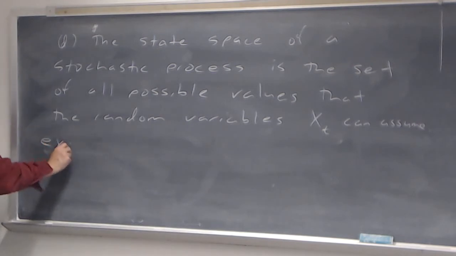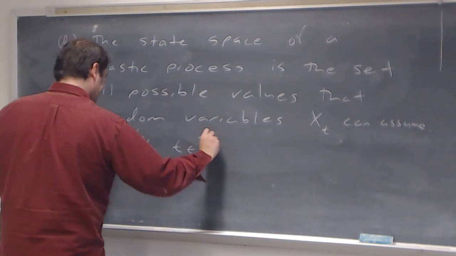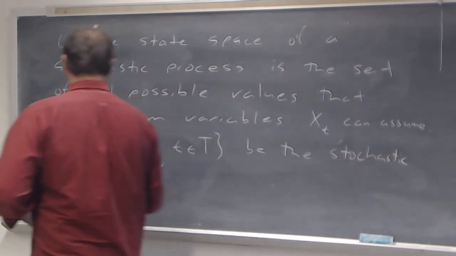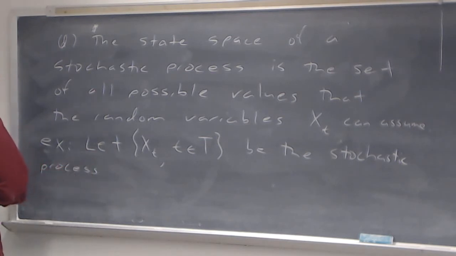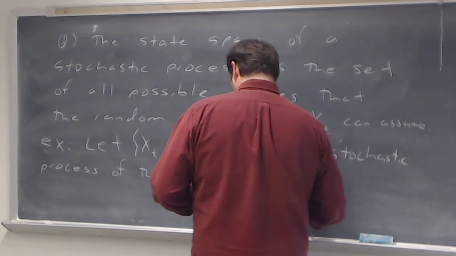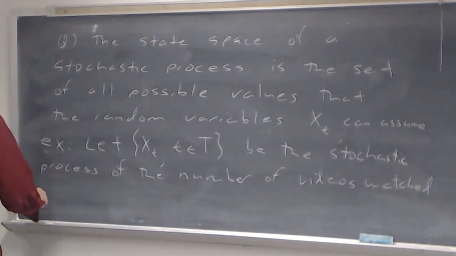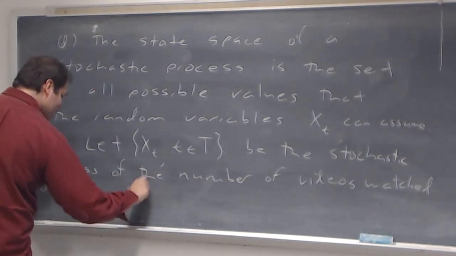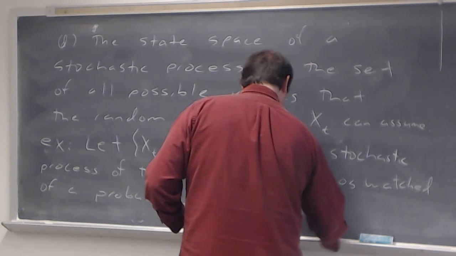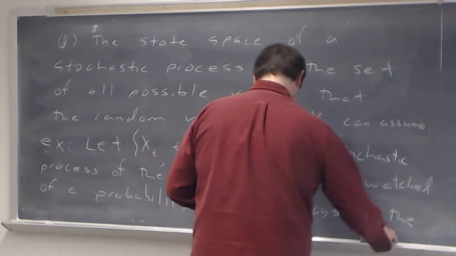Let's look at an example. Let X sub t, with t being known, be the stochastic process of the number of videos watched over the probability course T days into the course.